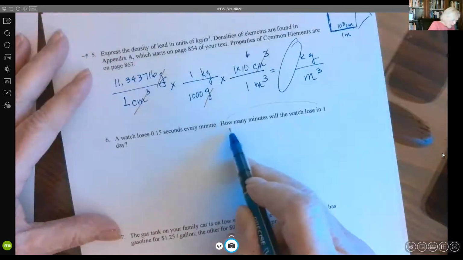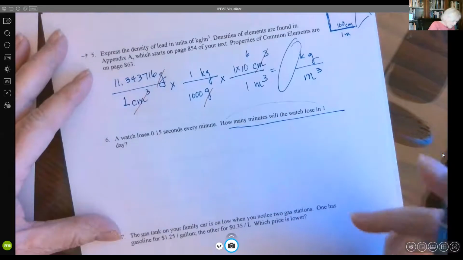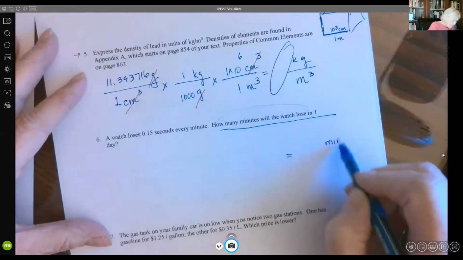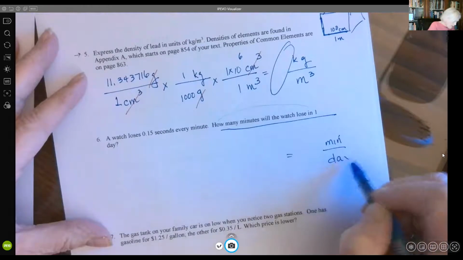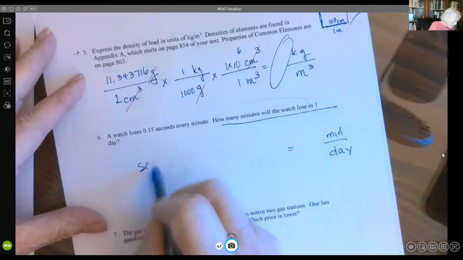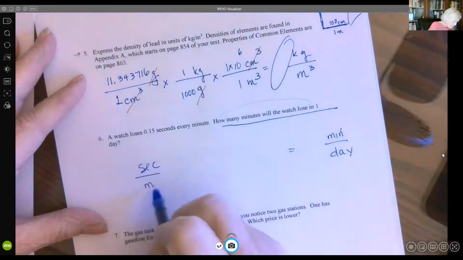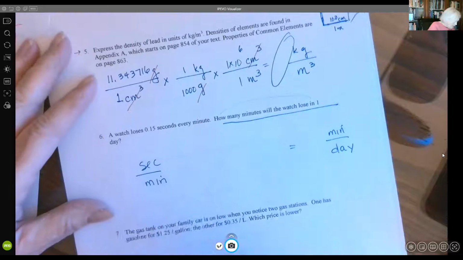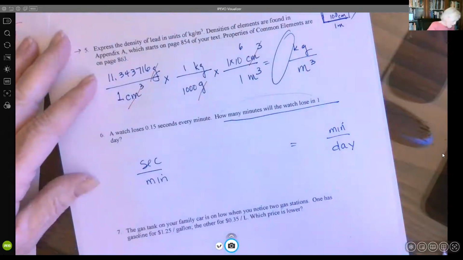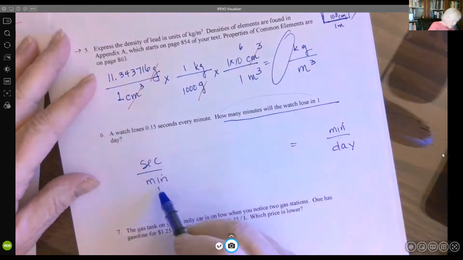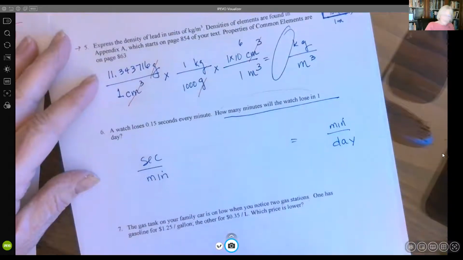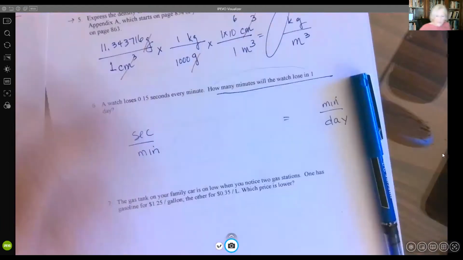I do want to point out one thing here in problem 6. How many minutes will the watch lose in 1 day? That means you're really converting to minutes per day. And you're starting with seconds per minute. So those are the conversions that you would be making, seconds per minute to minutes per day. I just wanted to clarify that, and you can see if you can set that up in dimensional analysis.